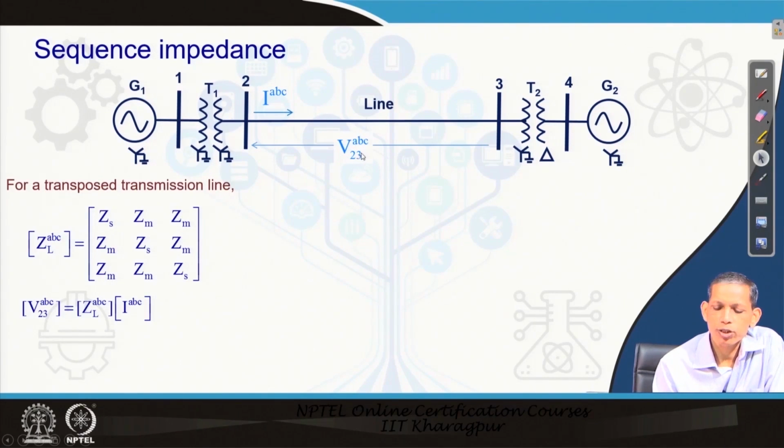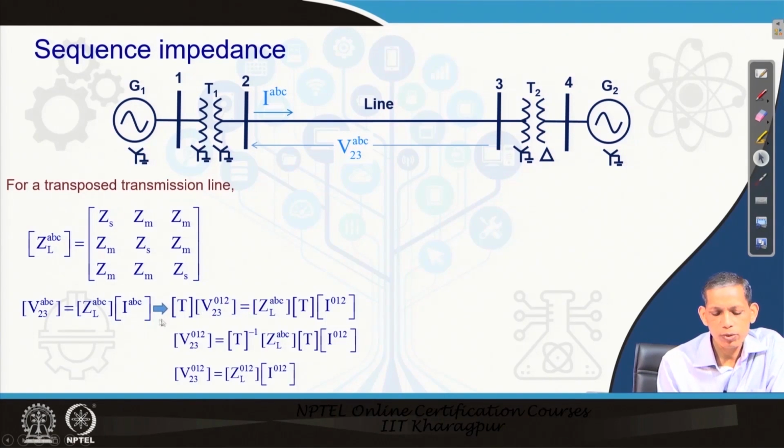Consider a voltage V23 between bus 2 and 3 at any instant of time, and the associated current flowing is I ABC. So this V23 voltage drop across the transmission line from bus 2 to 3 equals Z into the corresponding I. This is what we know from the voltage-current relation for any transmission line.